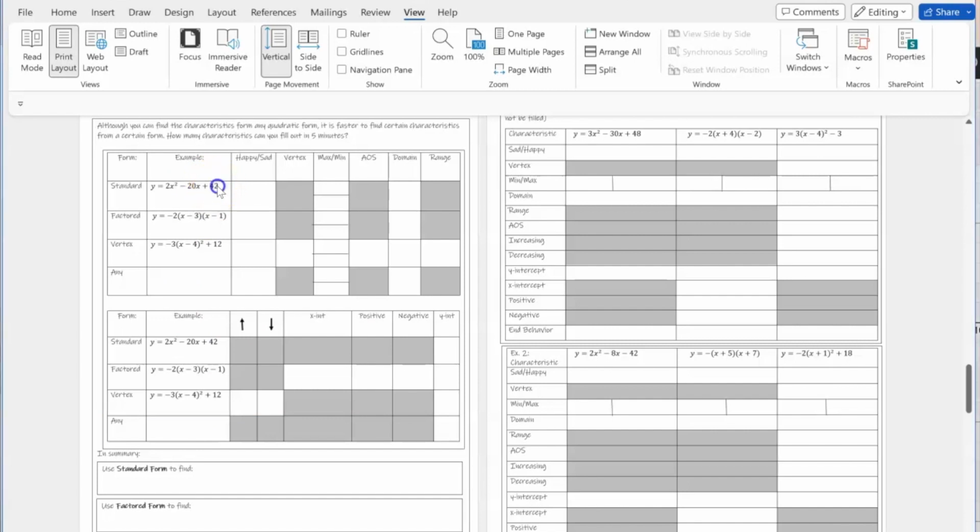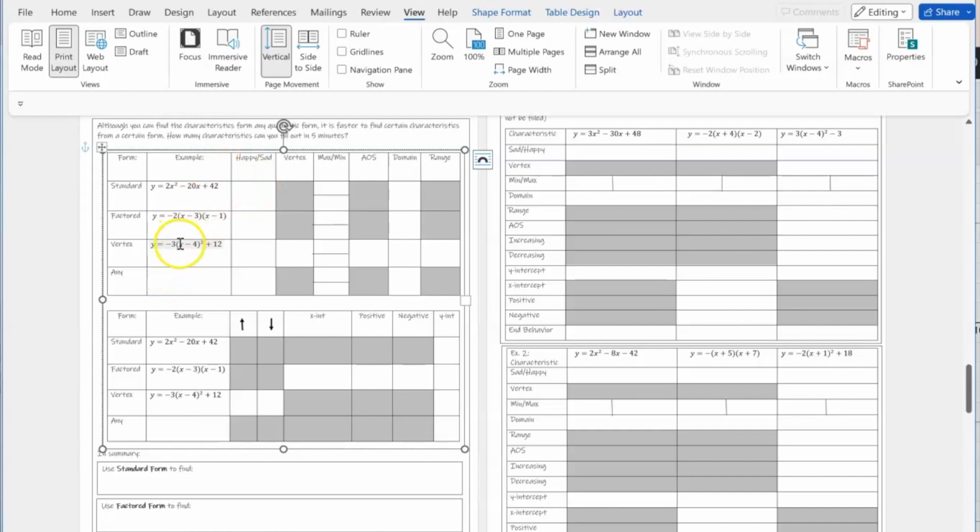From standard form, I can get the y-intercept really quickly. I can tell if it's happy or sad. So this one right here is happy. From factored form, I can get these are the x-intercepts. Remember, take the opposite. So it's going to be 3 and 1. I can also tell if it's happy or sad. This is sad. From vertex form is where you can get a lot of your characteristics. As you can see, it's not like xed out or colored out all of here, right? So from vertex form, you can get a lot of your characteristics.